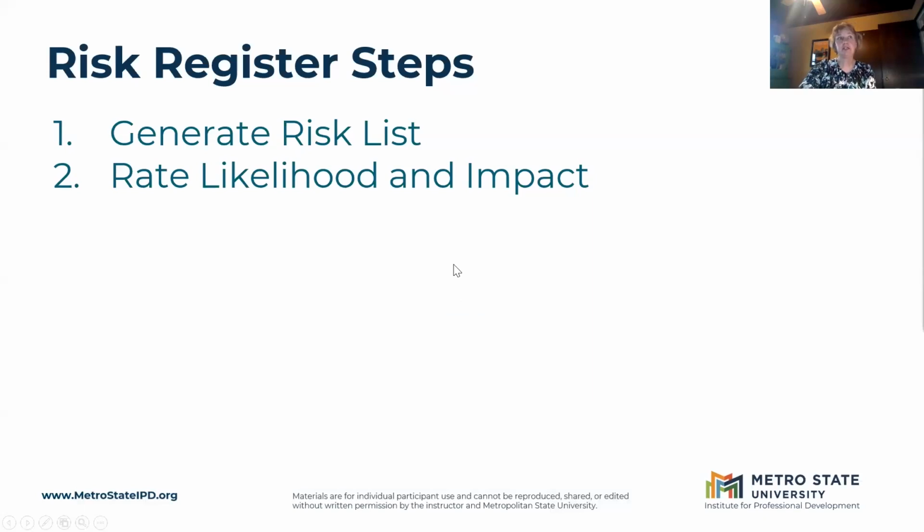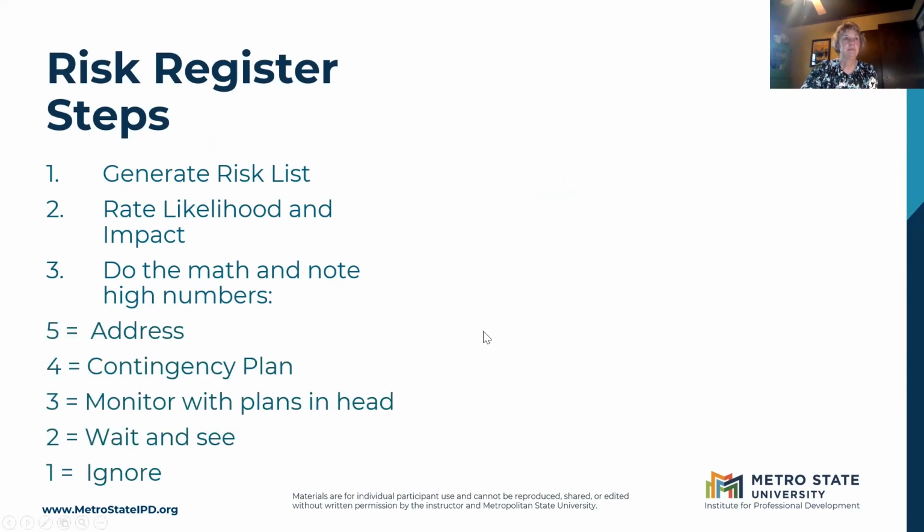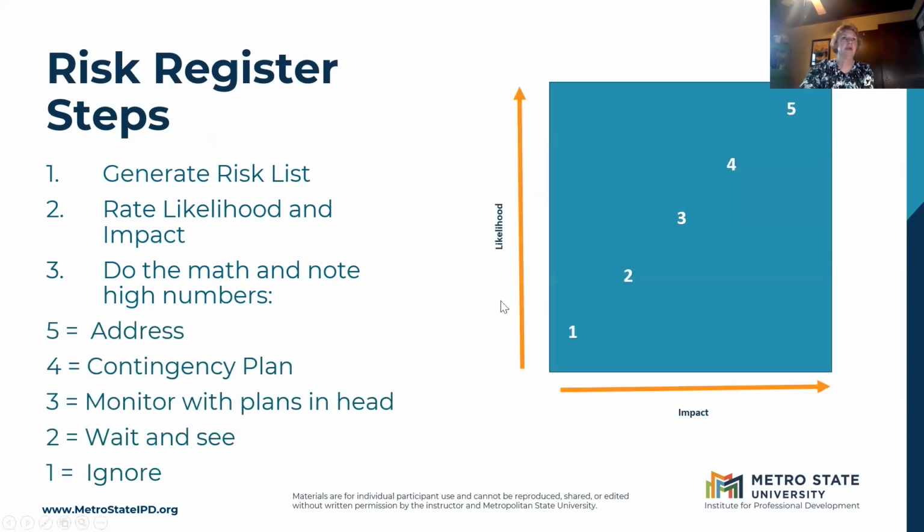All right, so we've rated our likelihood and impact. Again, it generates some good conversation, but I don't think you want to spend all day arguing if something should be a 2 or a 3. Try to facilitate that going pretty quickly. Because the next step, the 3, is to do the math and note the high numbers. This is actually where we want to be spending our time and energy. So if something has a 5, that means it's really likely to happen and the impact is going to be pretty high. So we want to be looking at the 5s.